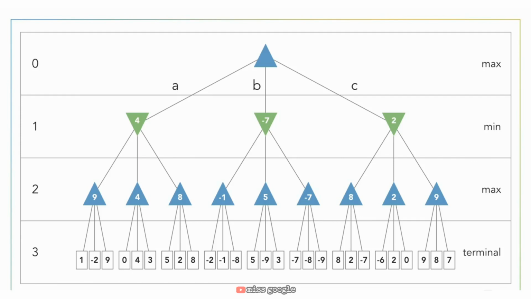And now we are finally ready to choose the best score and to return which move will give us that score. So between 4, -7, and 2, the best score for us is the most positive, and that's 4. Now the move that produces that value is move A.